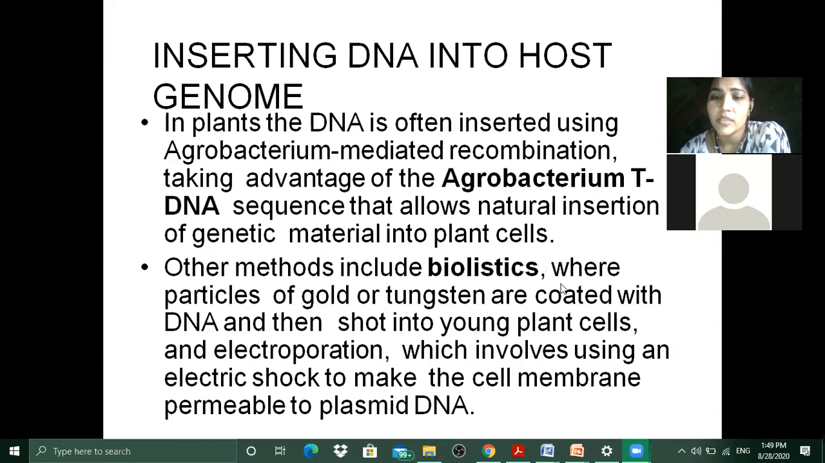Other methods include biolistics, where particles of gold and tungsten are coated with the DNA and shot into young plant cells, and electroporation. Basically, you put that DNA directly at the target site through electroporation, which involves using an electroshock to make the cell membrane permeable to the plasmid DNA. You give a little shock to those plant cells so that pores are made in the cell wall and also in the nuclear membrane, and then the plasmid DNA can travel accordingly. That is how biolistics and electroporation work.